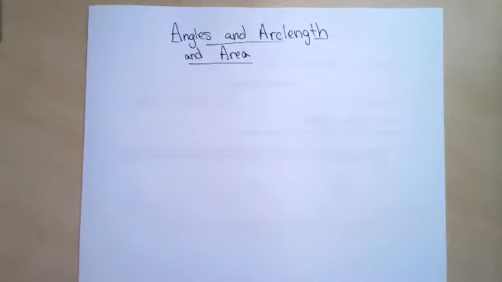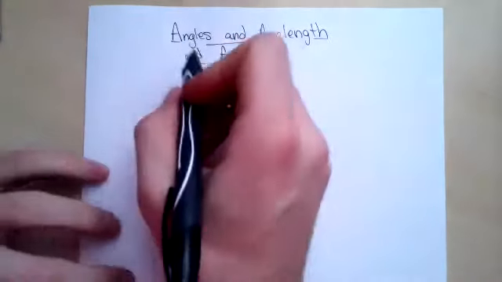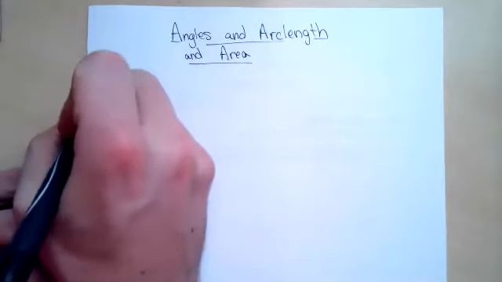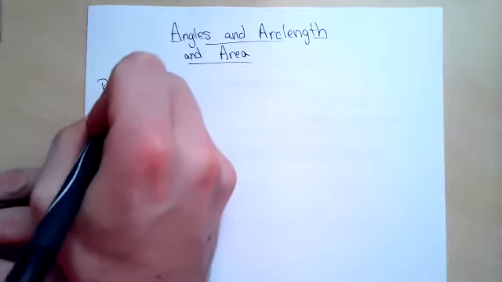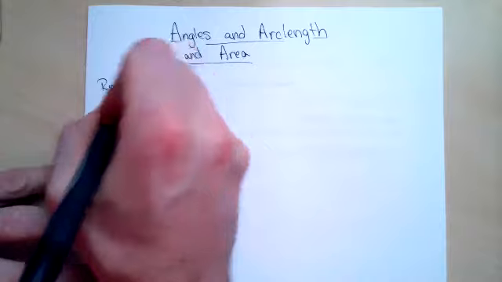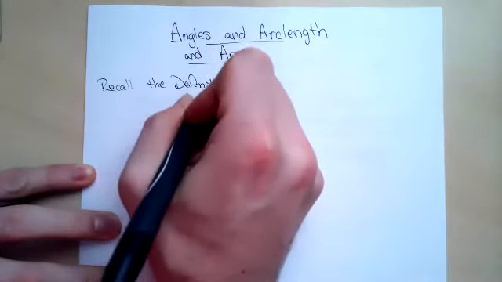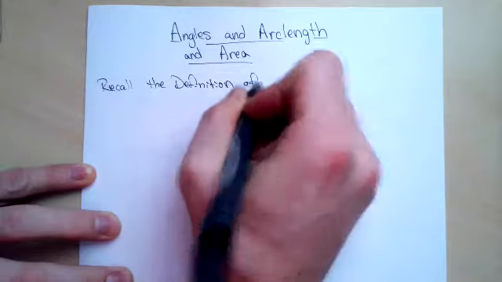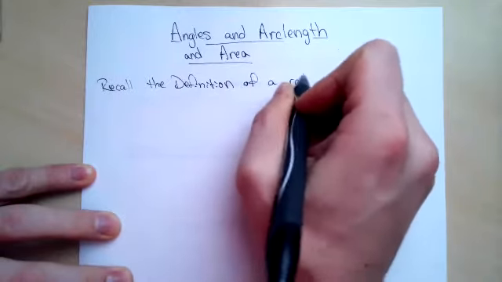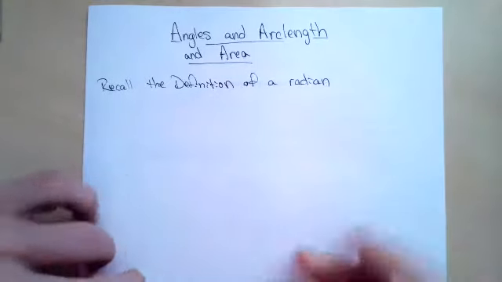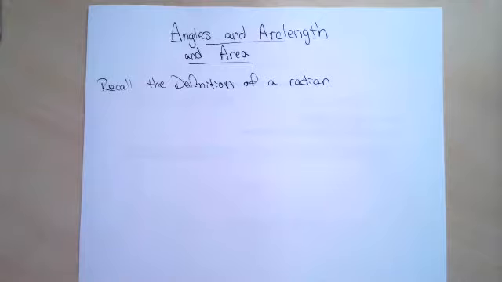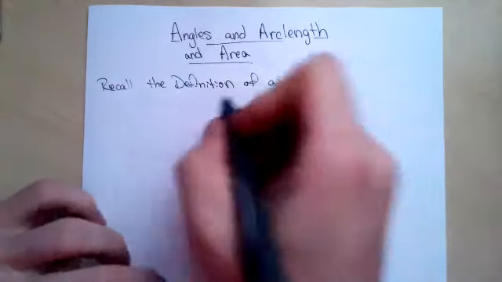So let's start off with arc length. We actually talked about arc length on Monday a little bit. And that's, what is our definition of a radian? Or in other words, what does it mean to measure an angle in radians?